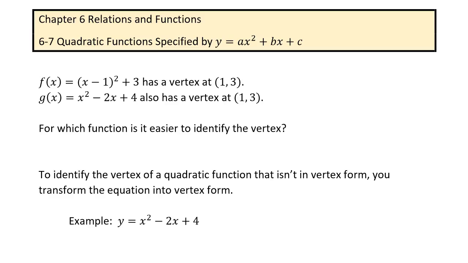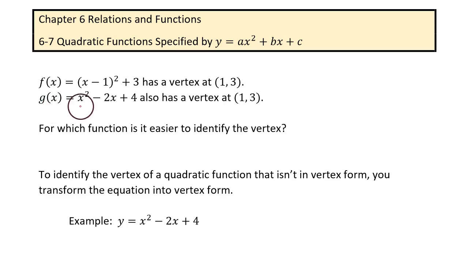This video is for section 6-7, quadratic functions specified by this equation format. Function f of x is equal to (x - 1) squared + 3. This is in vertex form that we learned in the previous lesson. We can quickly see that the vertex is the point (1, 3), and that helps us to make the graph.